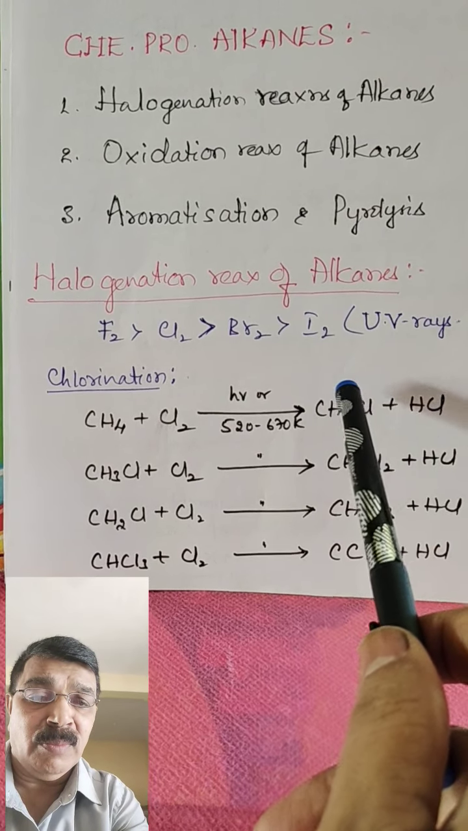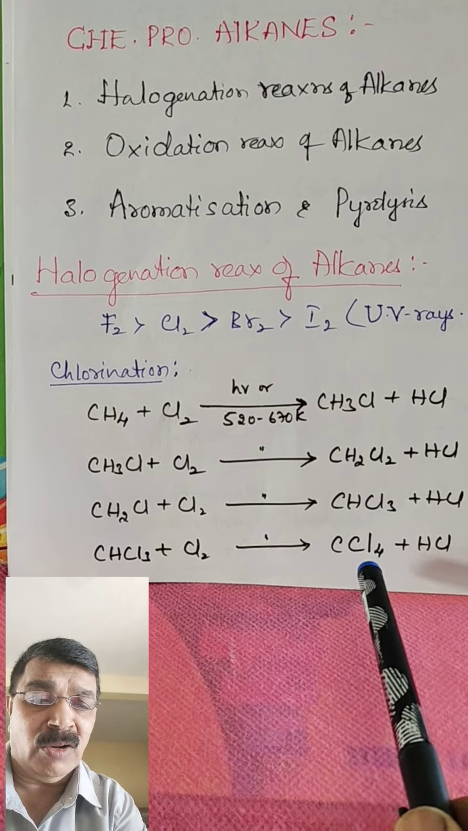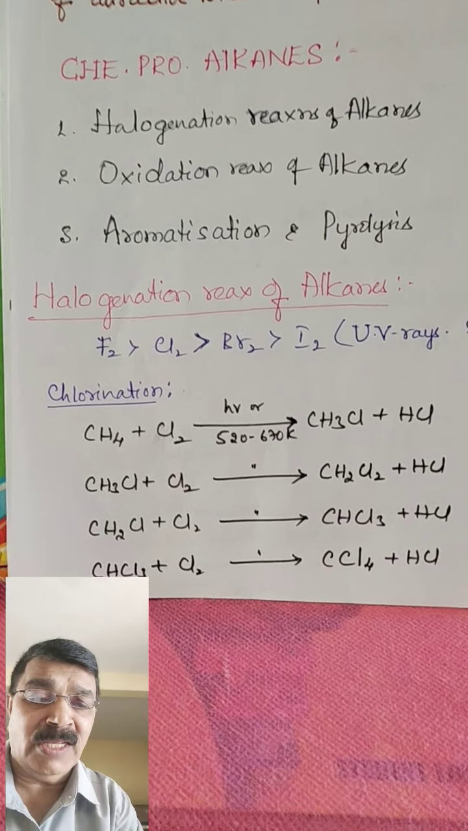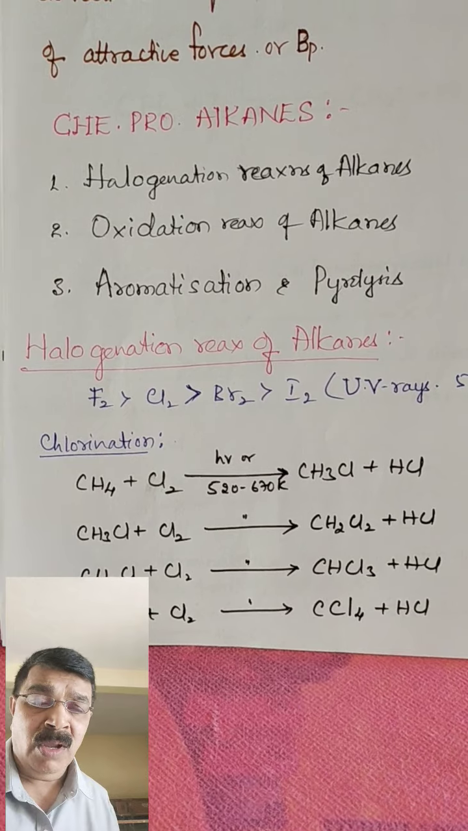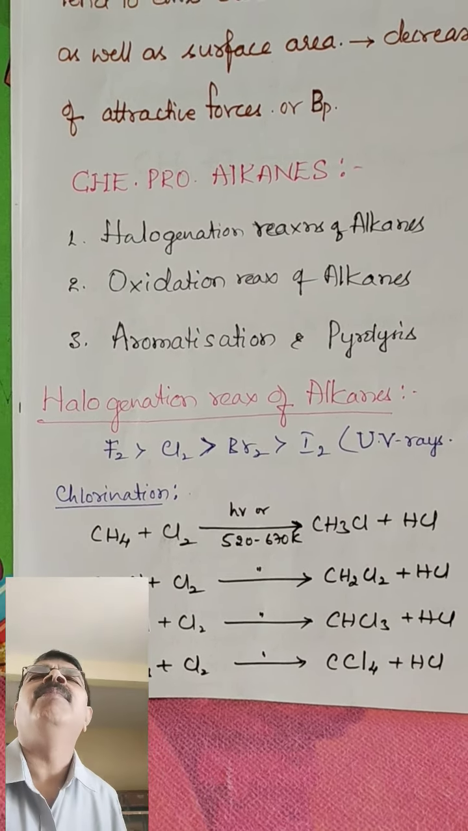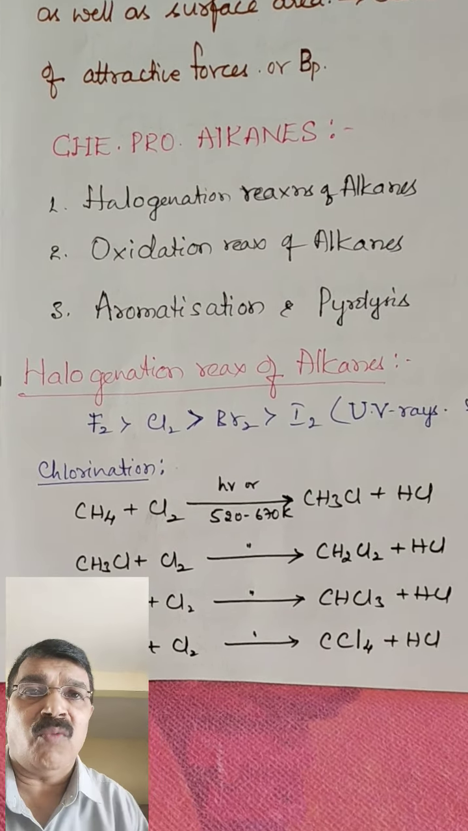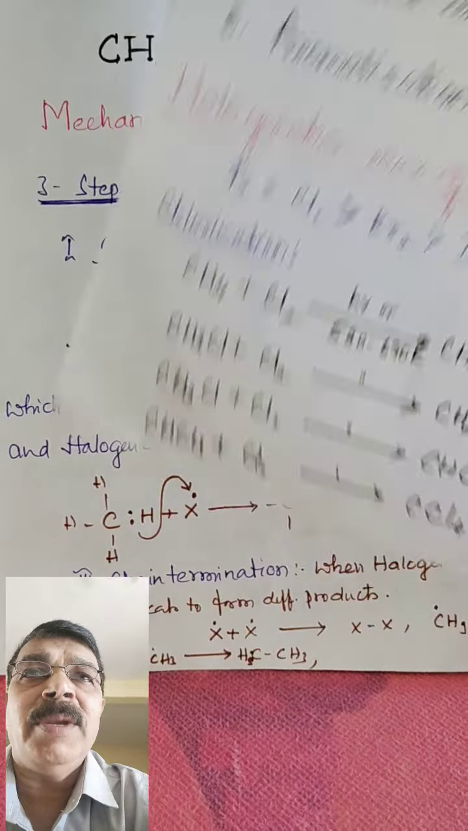First one, methyl chloride, dichloromethane, trichloromethane, and carbon tetrachloride. Trichloromethane is also called by another name, that is chloroform, CHCl3. That's called chloroform. So this is about the chemical reactions of that one.